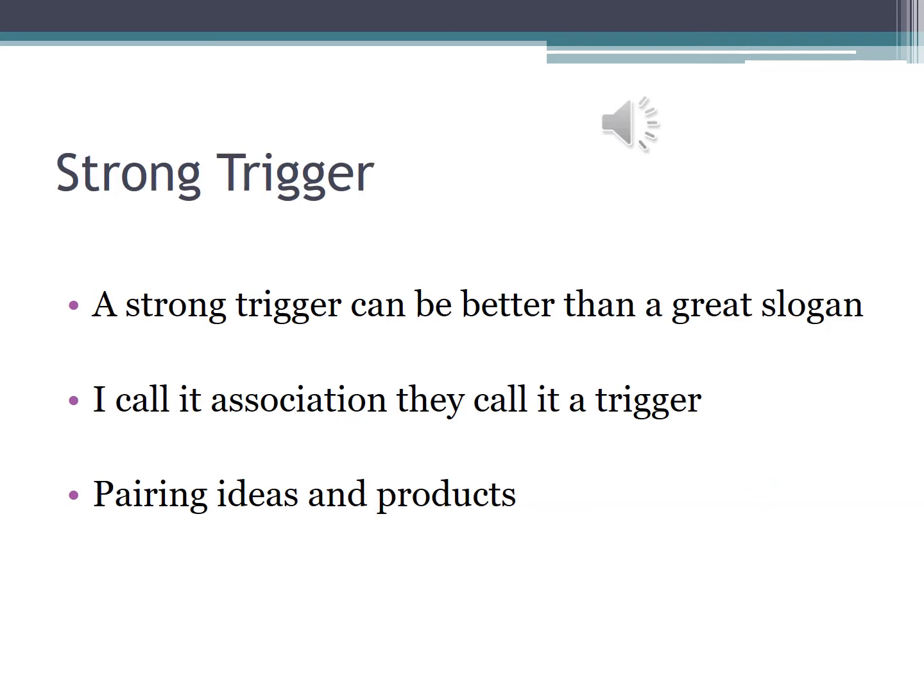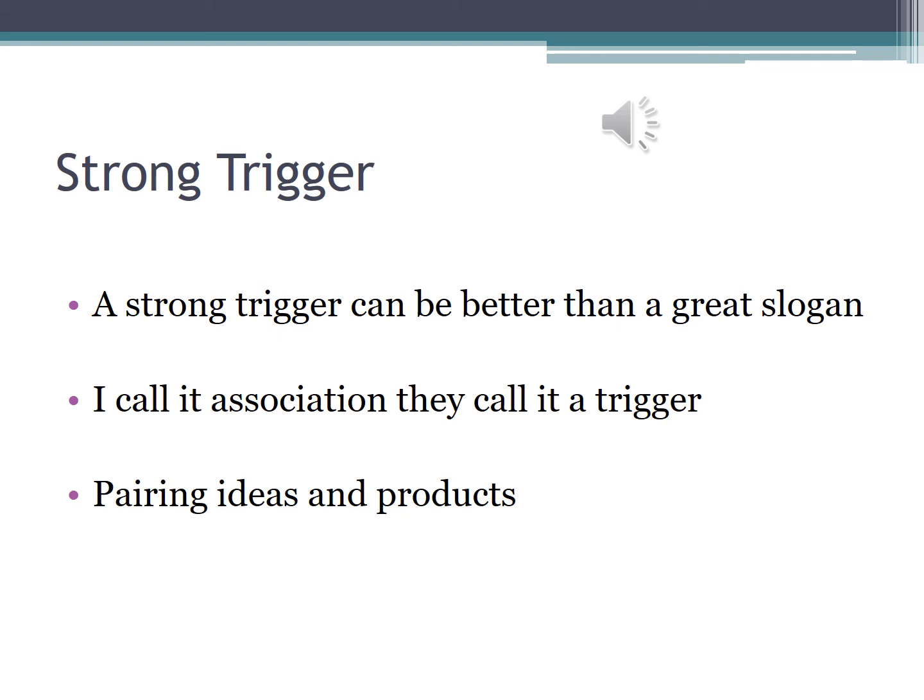So what makes for a strong trigger? Well, a strong trigger can actually be better than a great slogan. Research has shown that you can have a good slogan, but a trigger actually works better because it associates you more often, more frequently. I call it association. The book calls it triggers.